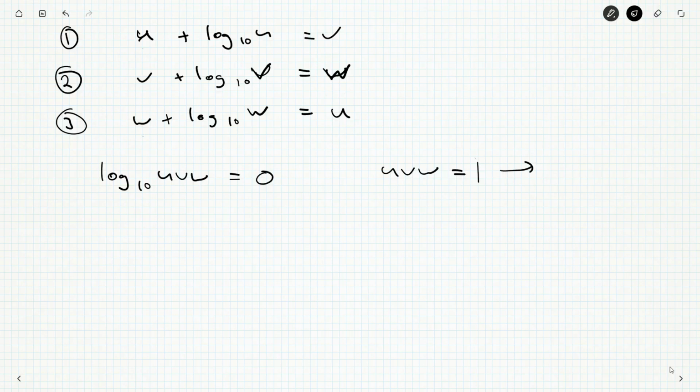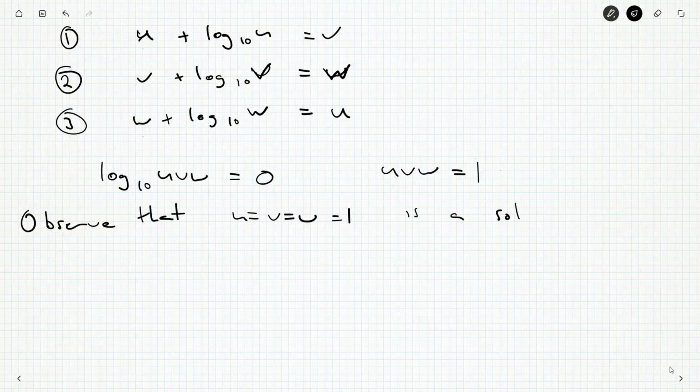I guess all we can say here is w is 1 over uv. Now, can I plug that in somewhere and make things a bit more interesting? Well, okay, before I get to that, I am going to write down that I do have the one solution. Observe that u equals v equals w equals 1 is a solution.